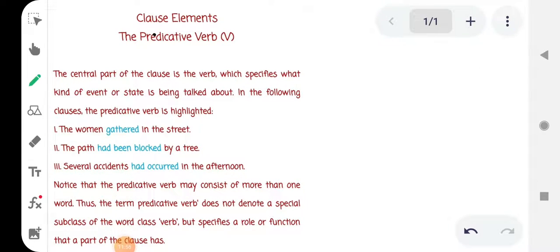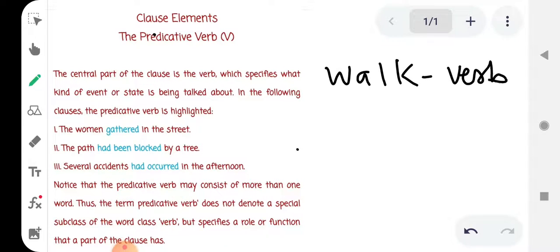Actually, a verb consists of a single word in isolation. Isolation means out of the sentence. For example, walk. This is a verb. But when we use this in a sentence, in a clause, at that time, this doesn't occur as it is. There are certain changes made to this verb.